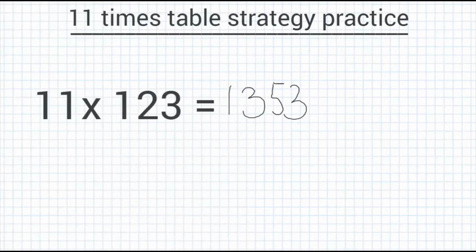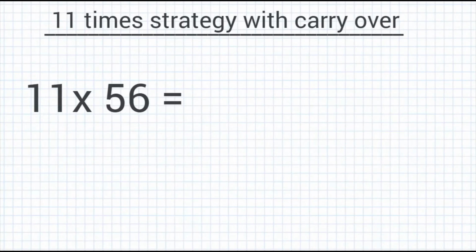Okay, so sometimes when you add numbers, you get a number greater than 9. And in that case, we need to do something different rather than just write down the number. So I'll be showing you what to do if that happens. So just like before, we're going to look at the number and write down the digits. So 5 and 6.